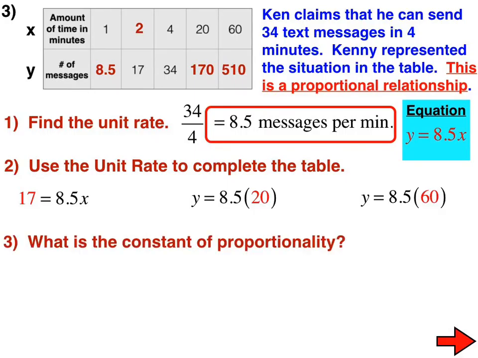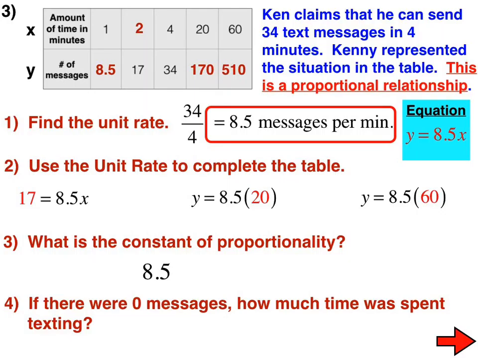Okay. What is the constant of proportionality? This should be really easy. Everybody. Excellent. K equals 8.5. Now this last question, you could have used the equation if there were 0 messages. Messages was y. So I'm going to plug in 0 here, and then 8.5x. Divide both sides by 8.5. 0 divided by anything is 0.